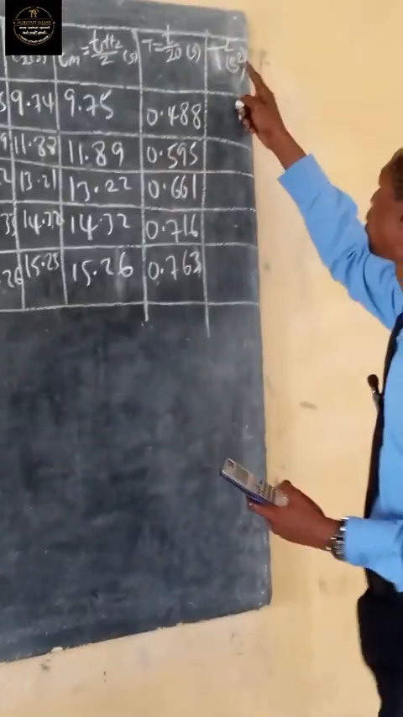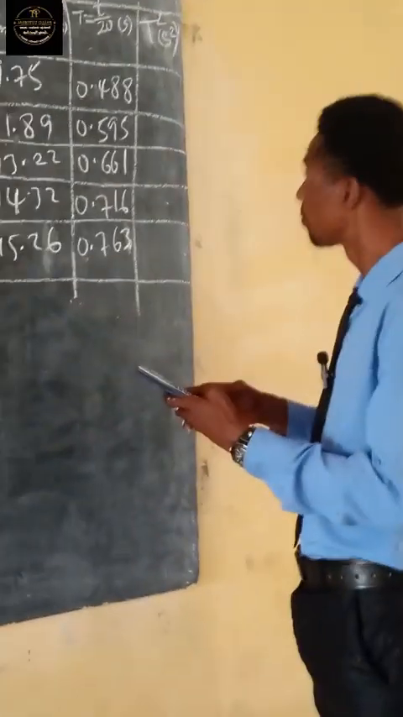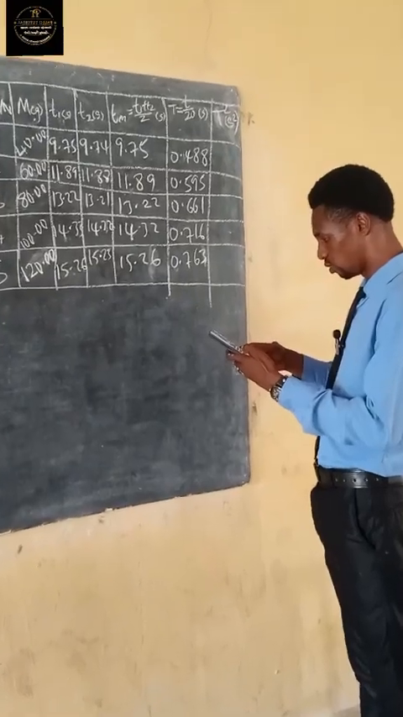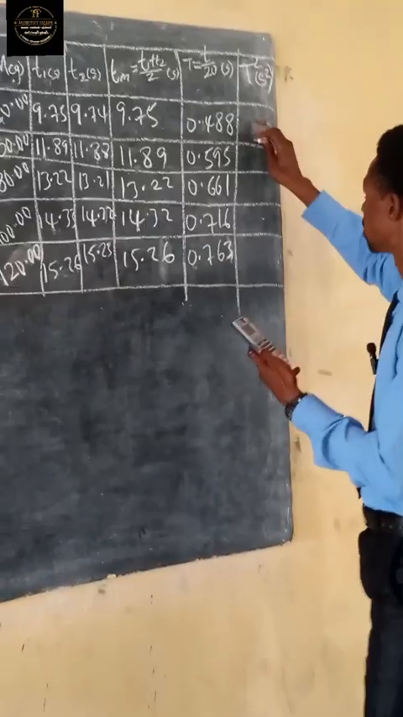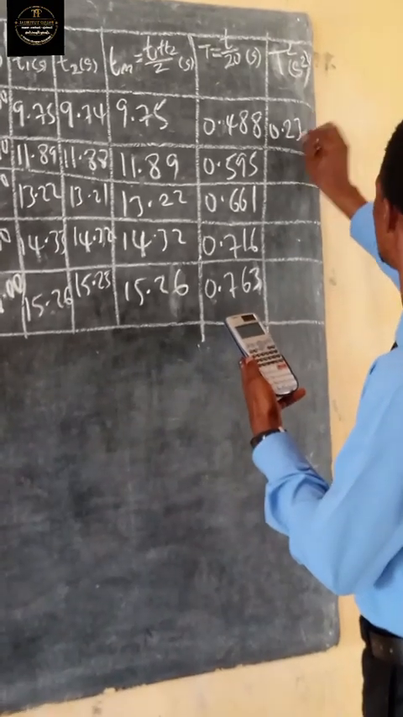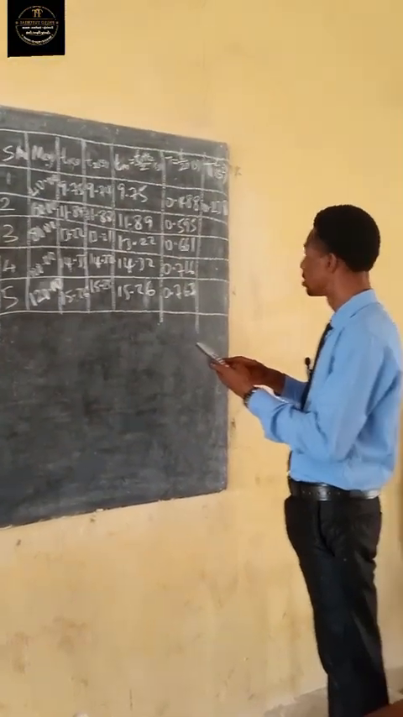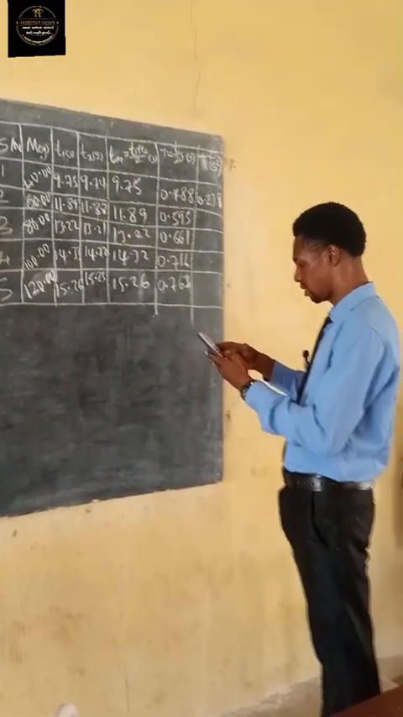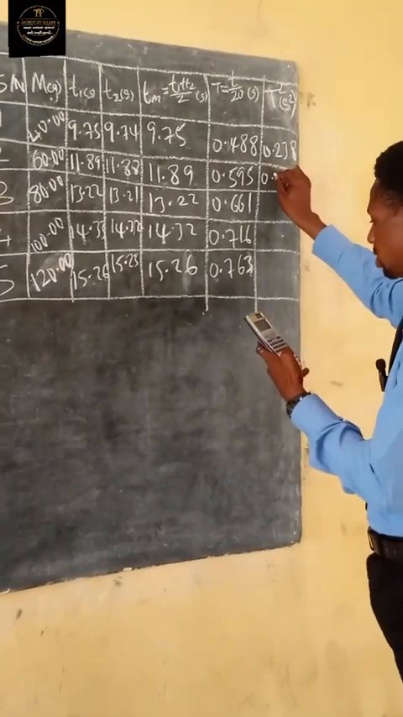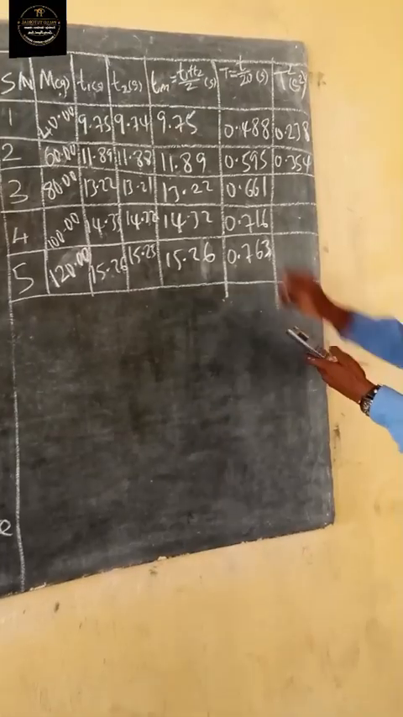So what is the next one I'm going to do? I'm going to square my answers here. So I'm going to take 0.488 squared. So what is the answer? I will take it also in 3 decimals. That is 0.238. I'll do this one soon, 0.595 squared. So this also gives me 0.354 in 3 decimals.